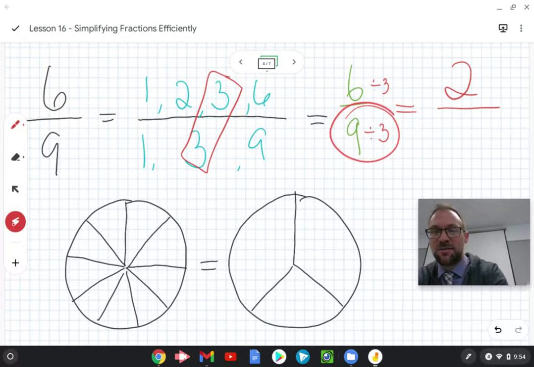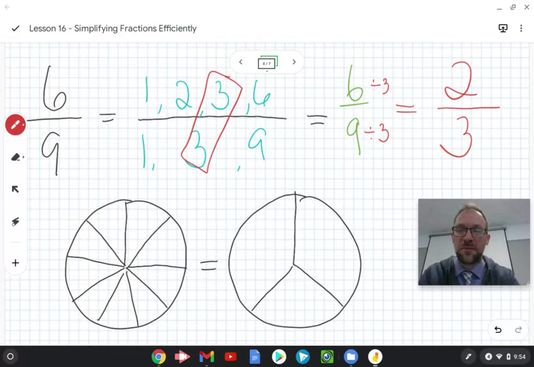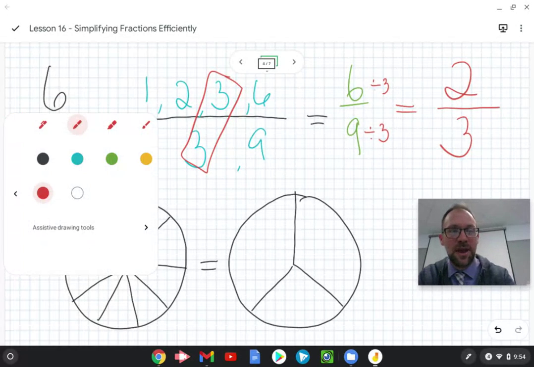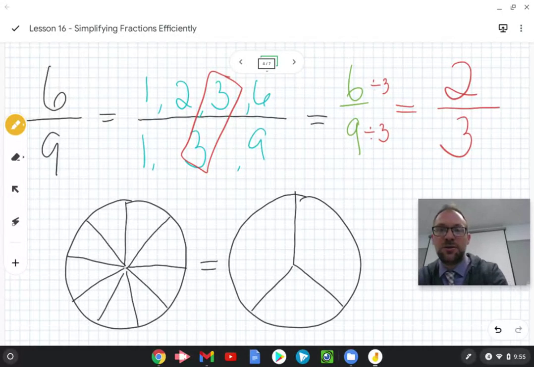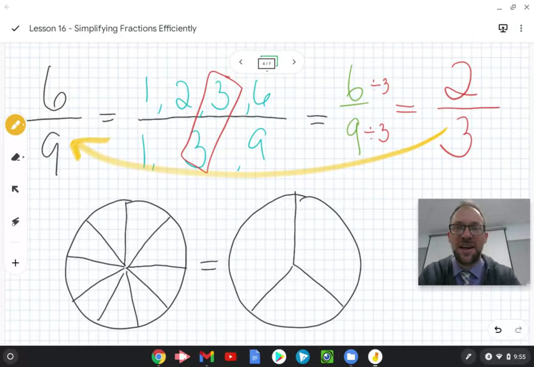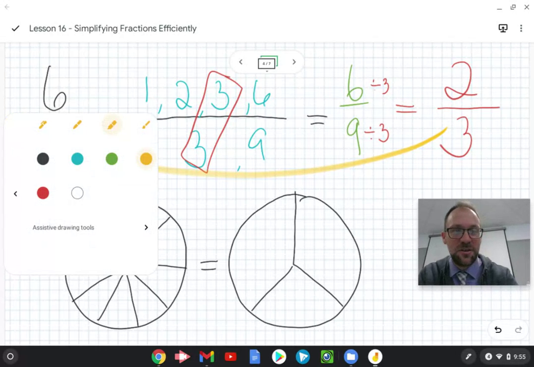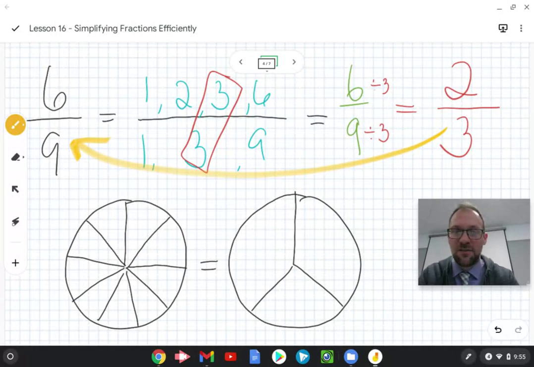And 9 divided by 3, that is 3. All right. We just learned that 2/3 is the simplest form of 6/9. And to further illustrate that, let's go ahead and first color in 6/9.